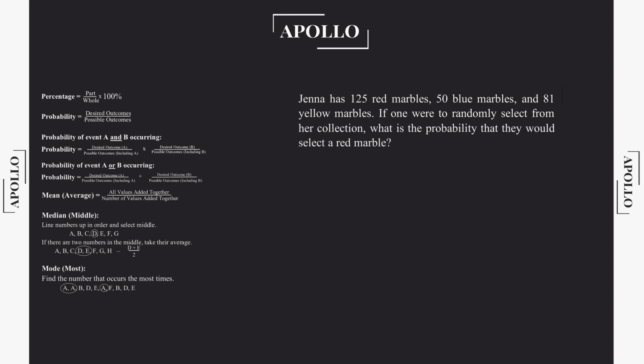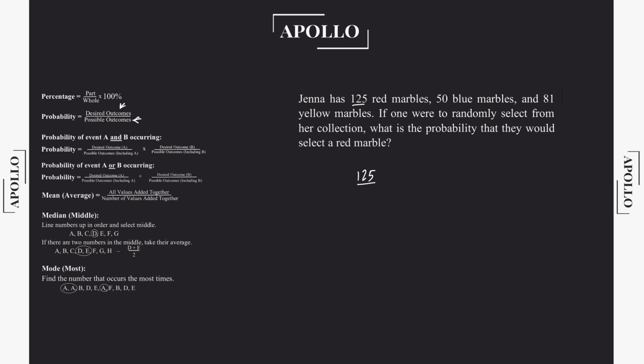Jenna has 125 red marbles, 50 blue marbles, and 81 yellow marbles. If one were to randomly select from her collection, what is the probability that they would select a red marble? All right, so we're looking for desired outcomes over possible outcomes. So the desired outcome is selecting a red marble, and there's 125 opportunities to do that. So the top number is going to be 125, and then the bottom number is going to be the adding of all of these marbles together.